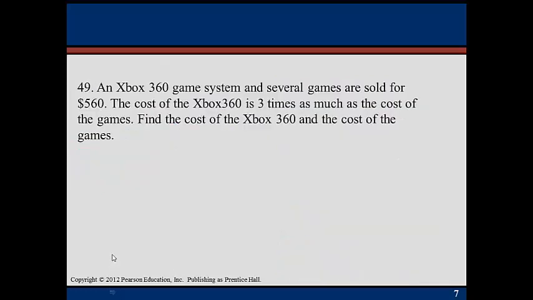Now let's look at number 49. It says an Xbox 360 game system and several games are sold for $560. The cost of the Xbox 360 is 3 times as much as the cost of the games. And then it says find the cost of the Xbox 360 and the cost of the games. So we read the problem. Now we need to look for what they're trying to find. And they're interested in finding the cost of the Xbox 360 and the cost of the games.